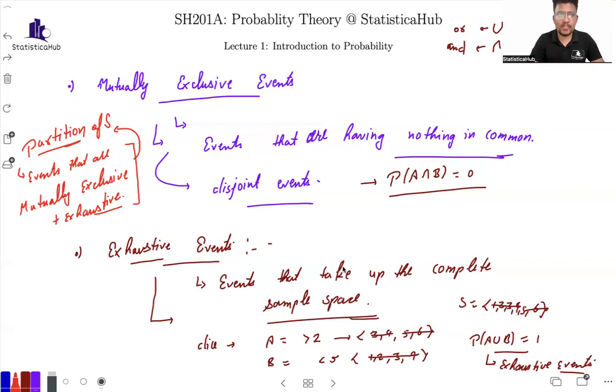Okay, so this was some concept about mutually exclusive events, exhaustive events, and the partition of sample space. This was the first lecture, an introduction to probability. I hope you are able to understand. Stay connected and move to lecture number 2 to deep dive into the concept of probability. Thank you.